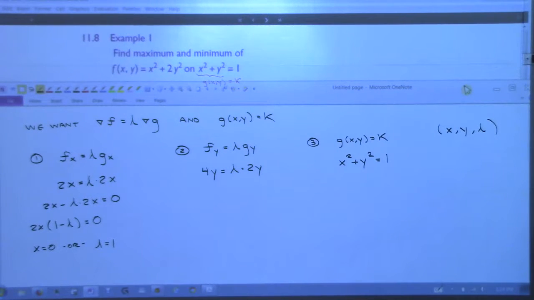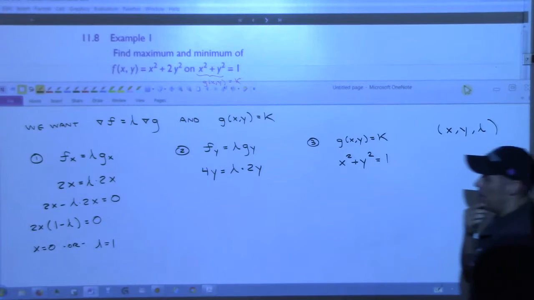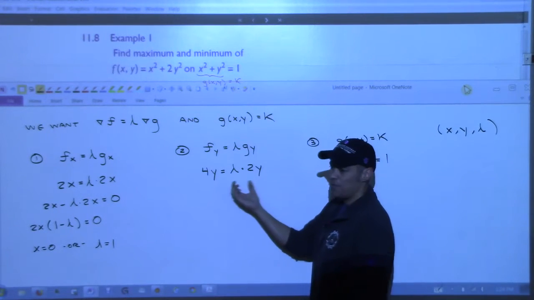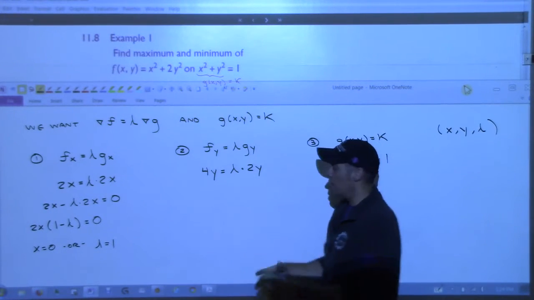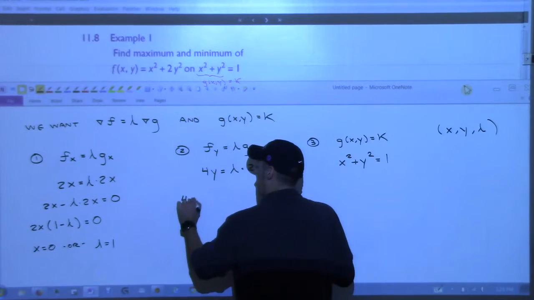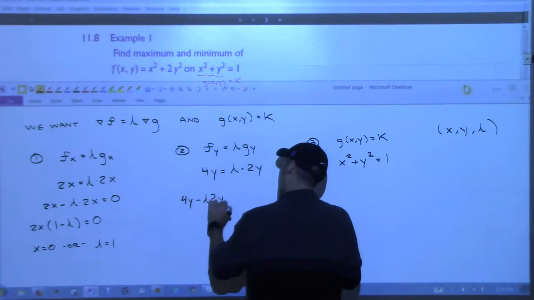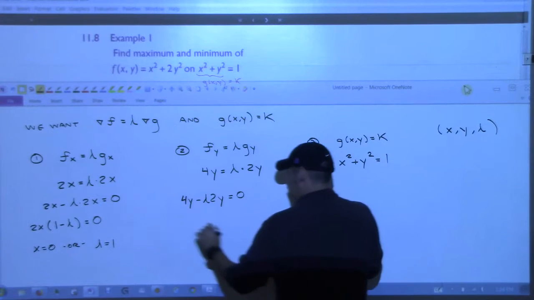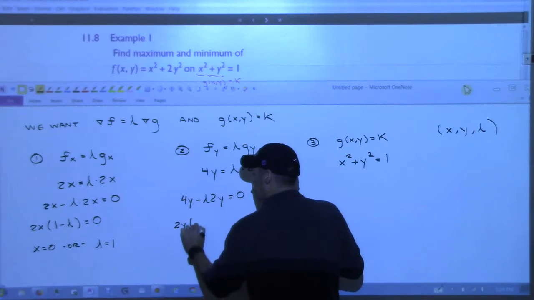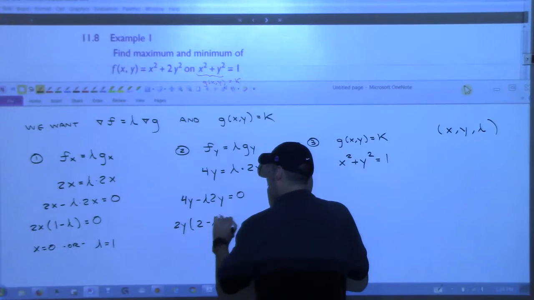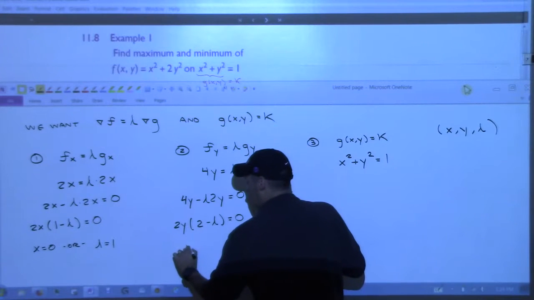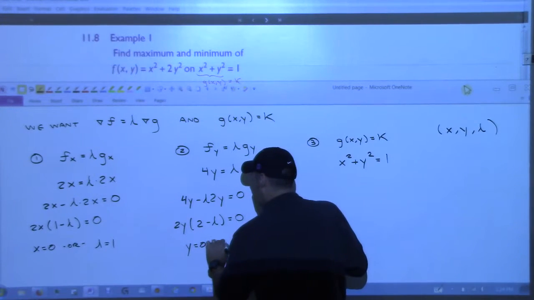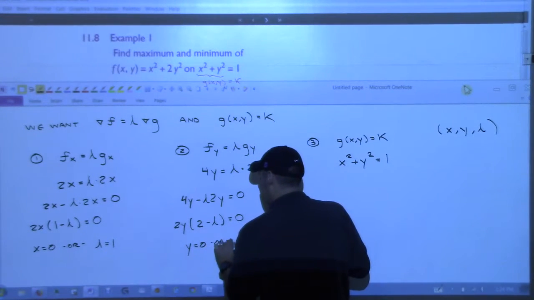So, shall we work through number 2 and just see what 2 gives us right now? Do the same thing here. Move everything over to one side. Factor out a 2y. So we get y is 0 or lambda is 2.